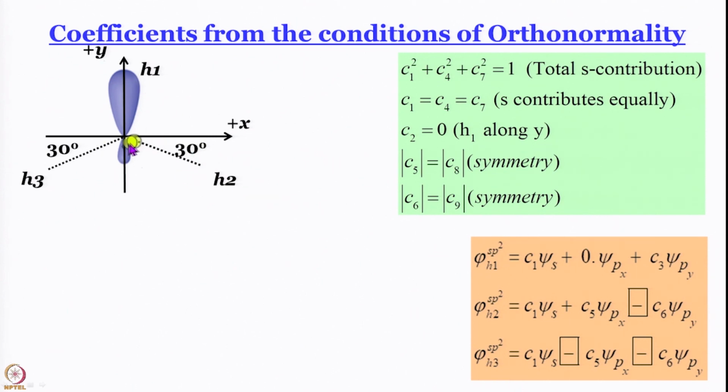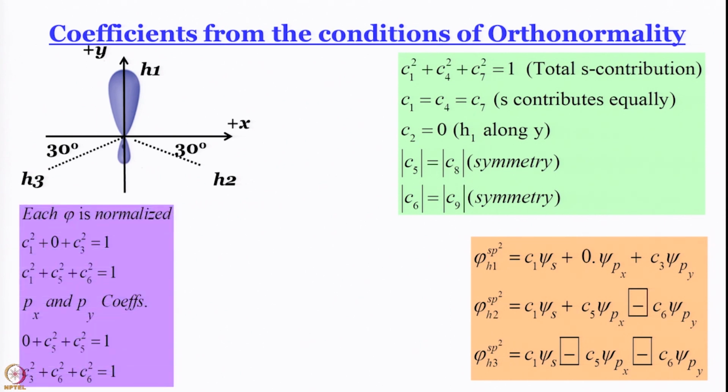So, what will this component be? They should be the same in magnitude. So, I will write this as C5, I will write this as minus C5. Similarly, this will be minus C6, this will be minus C6. What else can we write? We can write all these things. C1 square plus 0 plus C3 square equals 0, we already did that. C1 square plus C3 square, C5 square plus C6 square equal to 1. That is again from normalization condition, you will get the same equation from H2 as well as H3. So, for Px and Py coefficient, 0 plus C5 square plus C5 square equal to 1. This is C5, this is C5, this is 0.